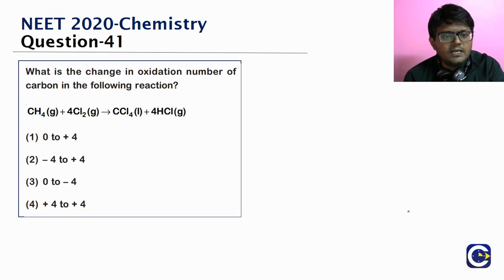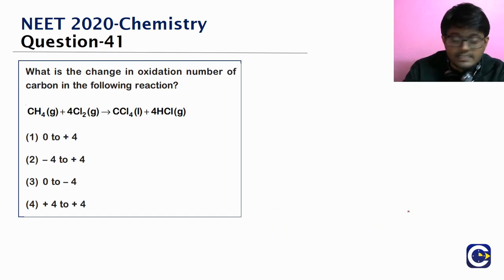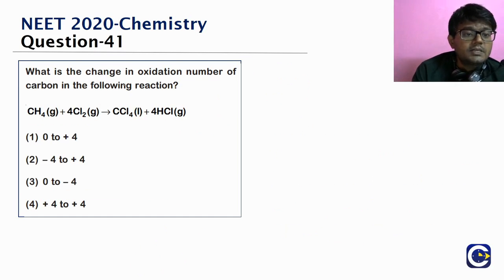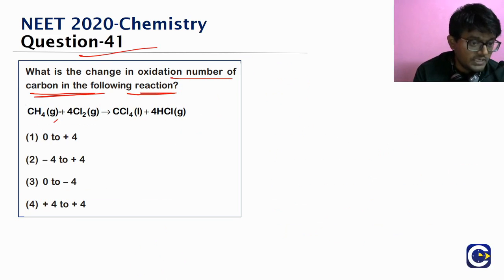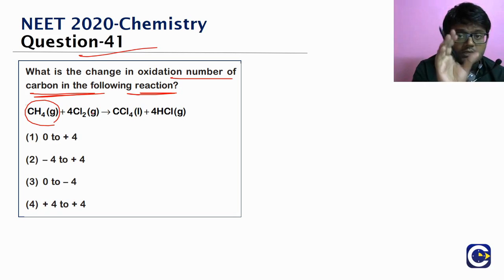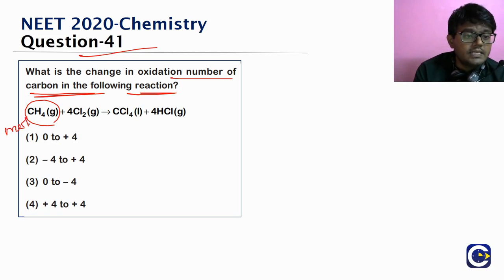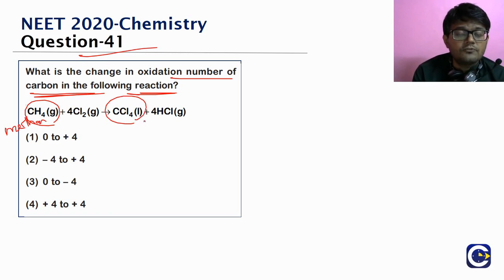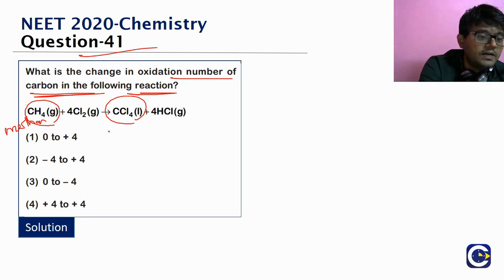Next we have a straight question based on the redox reaction chapter. This is on the oxidation number change. What is the change in oxidation number of carbon in the following reaction? What is the reaction? We have to just focus our eyes on carbon. So where is carbon here? Methane. There is a reaction where methane is leading to the formation of CCl4, carbon tetrachloride. So what is the change of oxidation number of carbon?